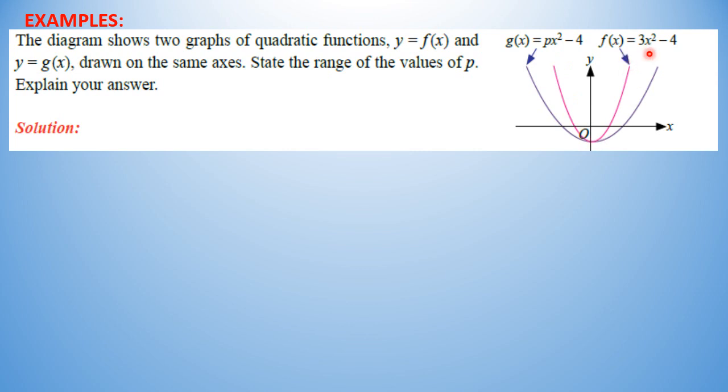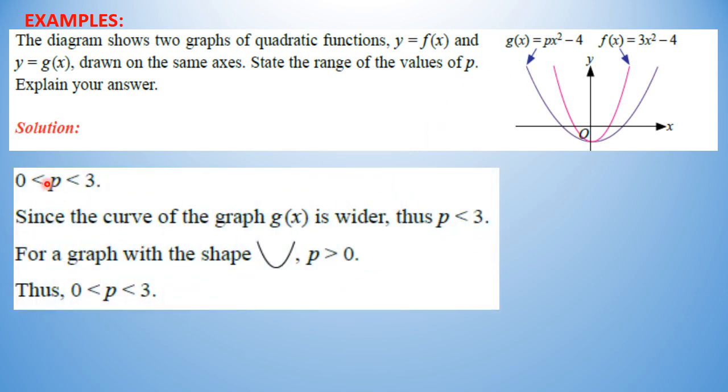But because this graph is in U shape, a must be positive for a U-shaped graph. But p cannot be bigger than 3, because the wider the graph, the smaller the value of a. So how do you write the answer? The value of p is between 0 and 3, okay? U shape, you look here, U shape, so p is greater than 0. Okay, p equals a.